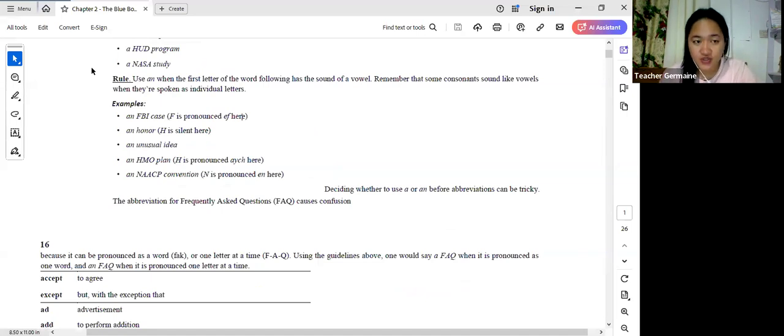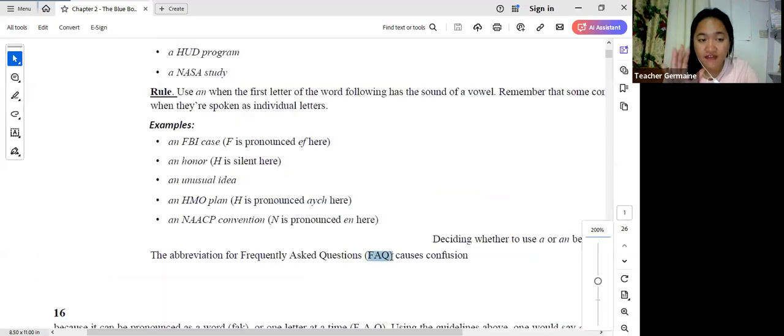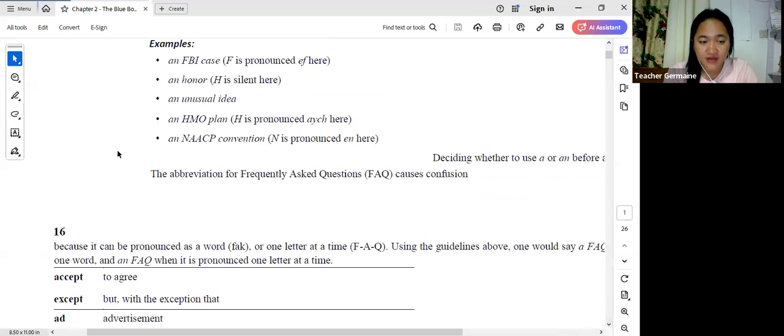So please take note when we are going to use "a" and when to use "an". Deciding whether to use "a" or "an" before abbreviations can be tricky. The abbreviation for frequently asked questions, FAQ, causes confusion, because it can be pronounced as a word. If it's a word, you can read this one as "fack". But if you're going to read it one letter at a time, you say "eff-ay-queue".